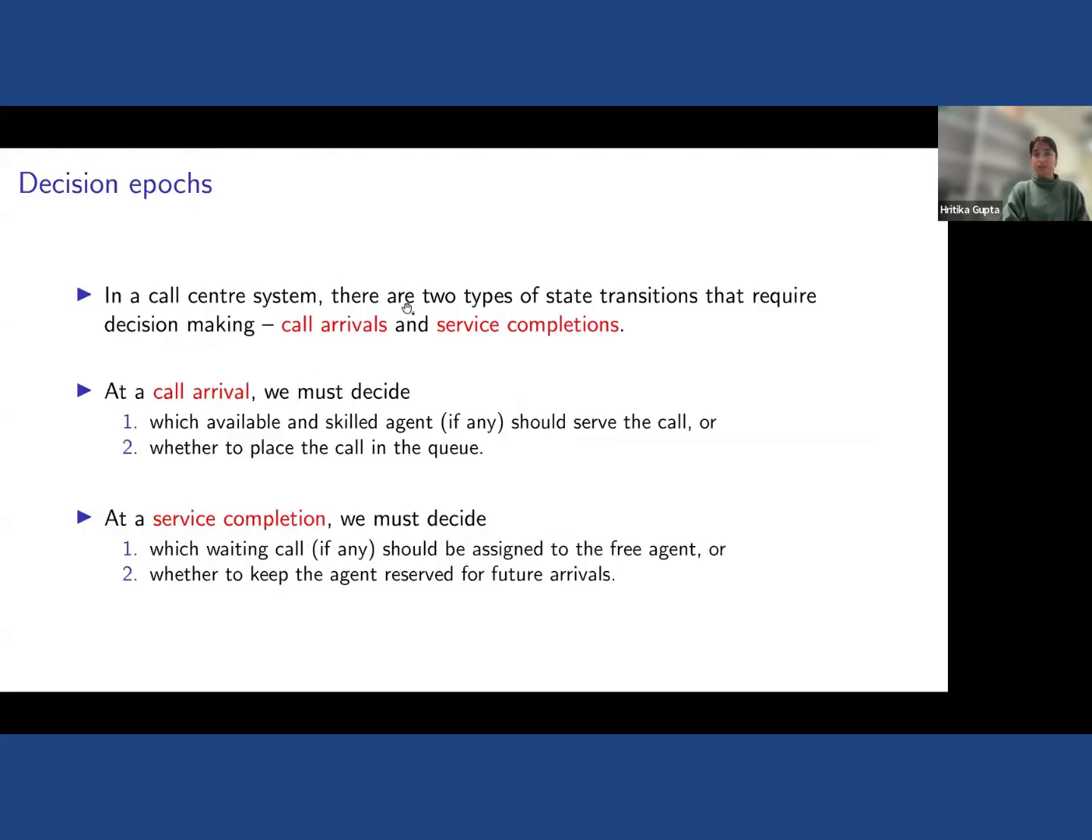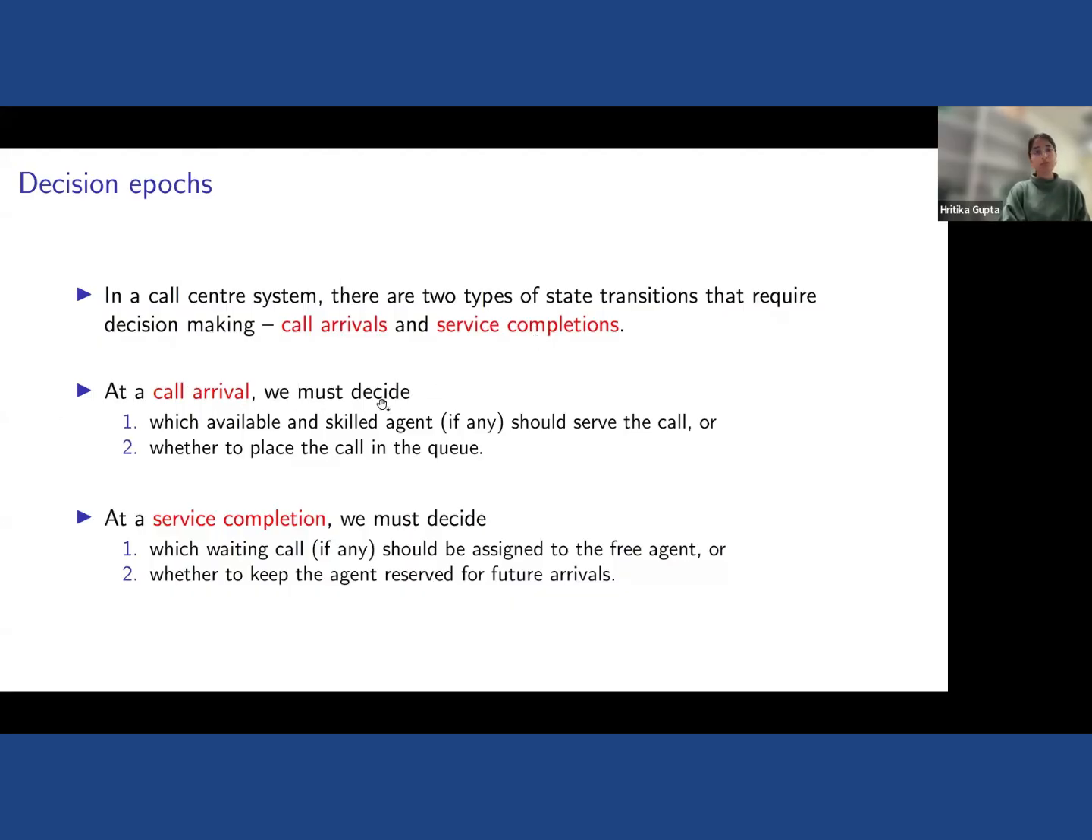In a call center system, there are 2 types of state transitions that require decision-making: call arrivals and service completions. So the transition includes arrivals, completions and abandonments, but in case of abandonments, there is no decision-making required. A caller abandoned the queue, you can't do anything about it, you don't have to take any decision. But whenever there is a call arrival and a service completion, you do need to make a decision.